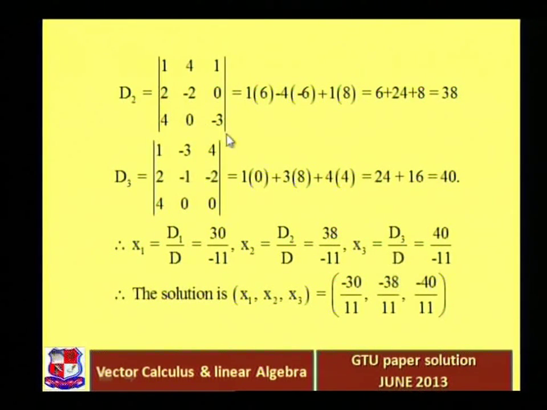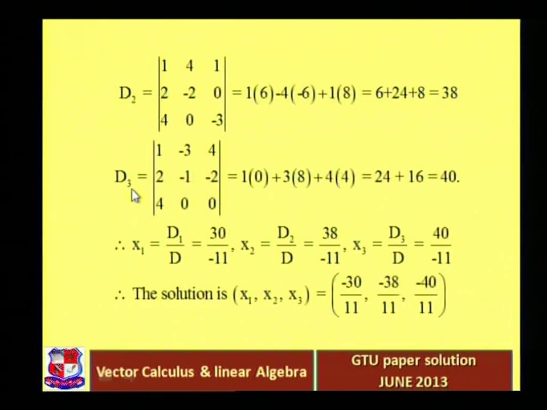1 into 6 minus 4 into 2 into minus 3, that is minus 6, and there is a 0, then plus 1 into, there is a 0, 2 into 0, 0, then minus 2 into 4, that is 8. So 6 plus 24 plus 8, that is equal to 38.